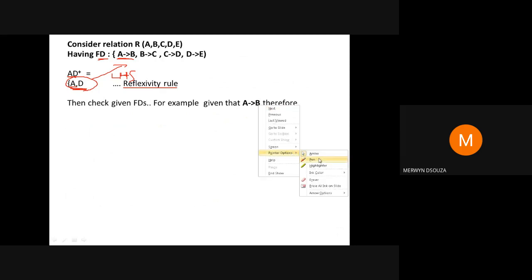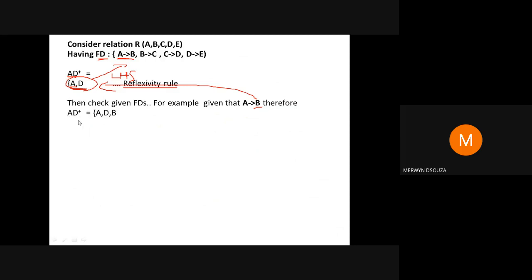Yes, it is present on the left hand side of the functional dependency that is given here. So for this functional dependency, A determines B. A is present on the left hand side. Therefore, B can also be included. Since it's given that A determines B, B can now be included in the attribute closure set. So your attribute closure set for AD now will have A, D, and B.